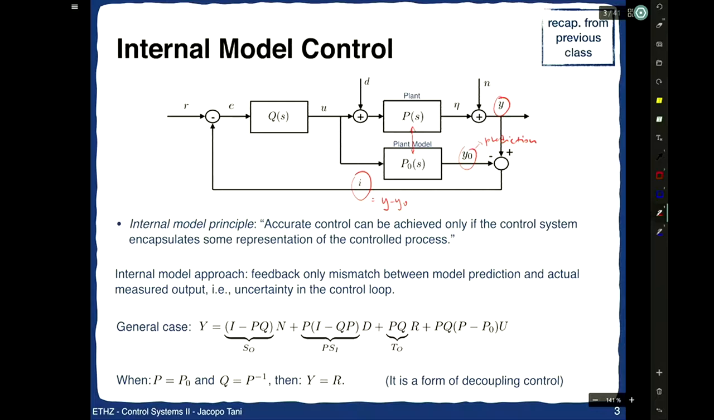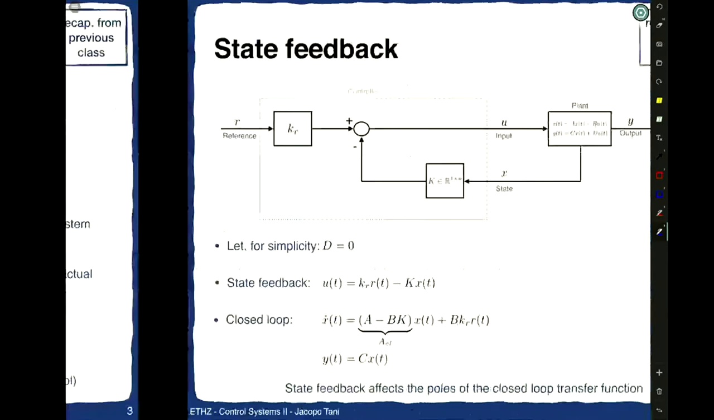And so we saw that under some simplifying assumptions, that is, if we had a perfect understanding of the model, then we could achieve ideal control. That is, the reference is exactly equal to the output, only by doing a plant inversion. And this was the link with the decoupling control approaches we saw before. We then moved on to state feedback.